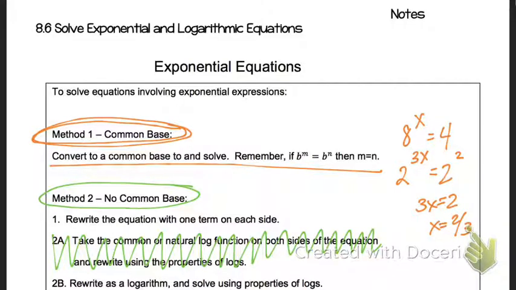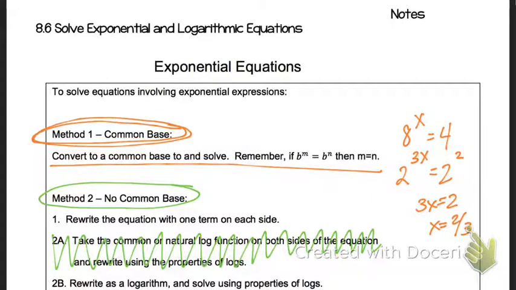We're not going to do that. That is an old, kind of, not outdated, but back in the day when I was in high school, calculators didn't have the function to have a different base. So it only did base 10s. So we would use method 2a. But we're going to do 2b. So rewrite the equation with one term on each side. And then we're going to rewrite it as a logarithm and solve using the properties of logs.